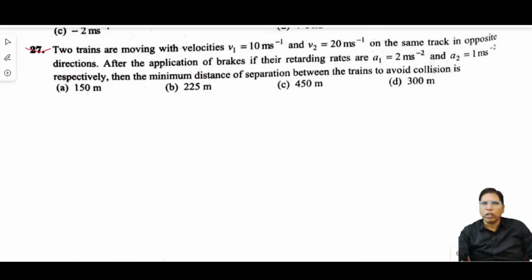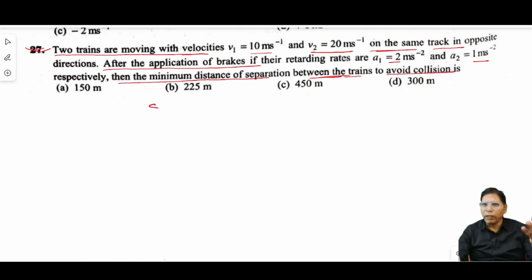Now question number 27. Two trains are moving with velocities v1 equal to 10 meter per second and 20 meter per second on the same track in opposite directions. After the application of brakes, their retardations become 2 meter per second square and 1 meter per second square respectively. Then find the minimum distance of separation between them to avoid the collision.